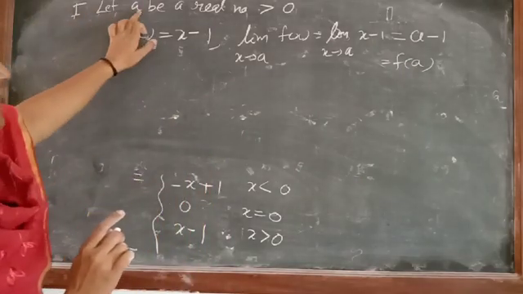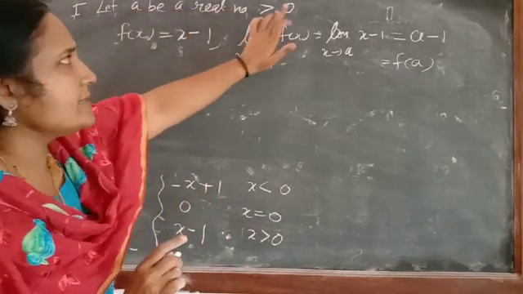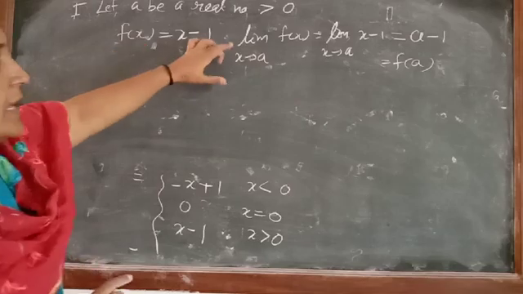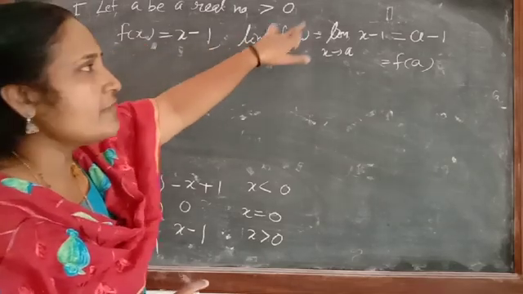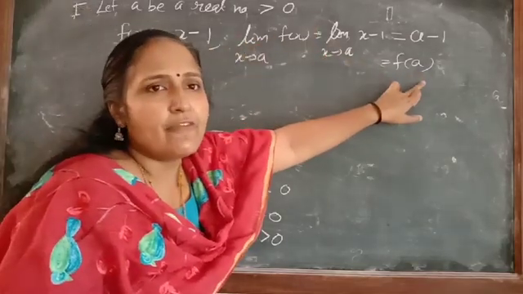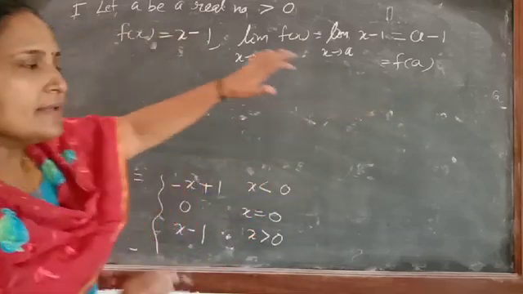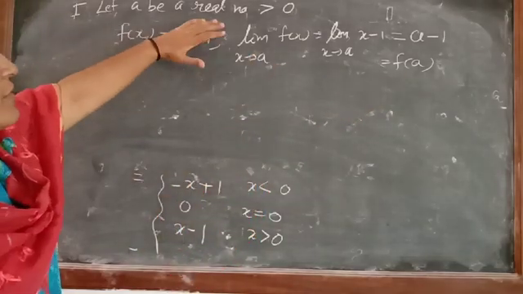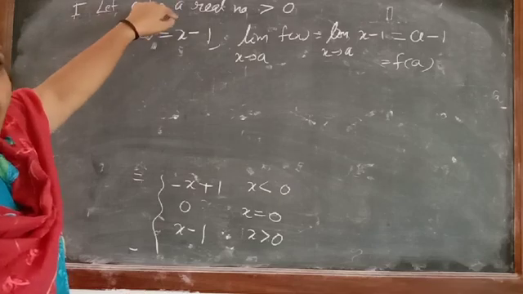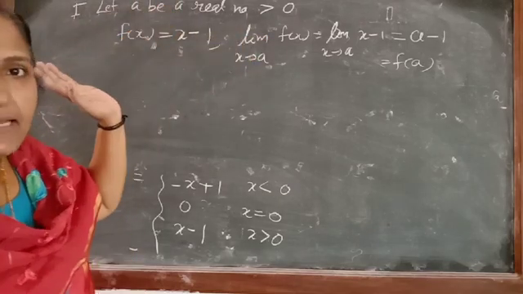So when we have taken a as a real number greater than 0, what are we getting? Limit x tends to a, f of x equals f of a, which means the function is continuous for all the values of a which are greater than 0.